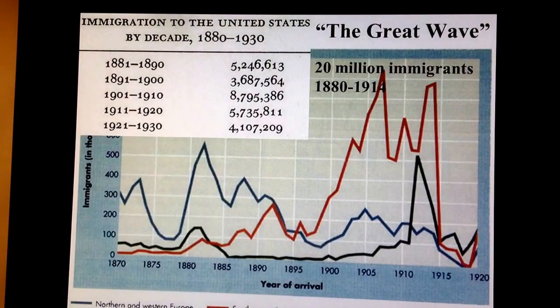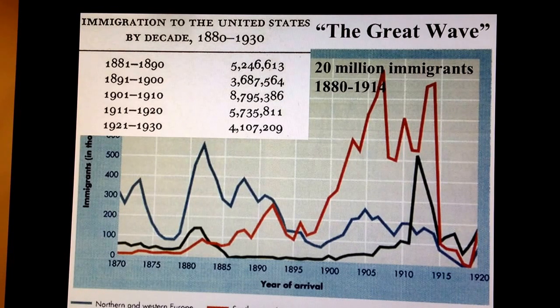The Great Wave is the term applied to the 20 million immigrants who entered the United States between 1880 and 1914. That's 20 million immigrants in 35 years. Over that time frame, the average was 600,000 a year, into an American population that was just climbing over 100 million total. If you look up there decade by decade, you can see that in the first decade of the 20th century, the average was almost 900,000 immigrants a year.